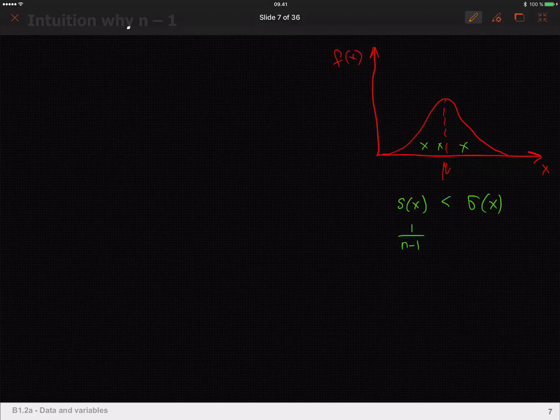The other explanation is related to a very important term in statistics, which is called degrees of freedom. Okay, degrees of freedom, DOF.